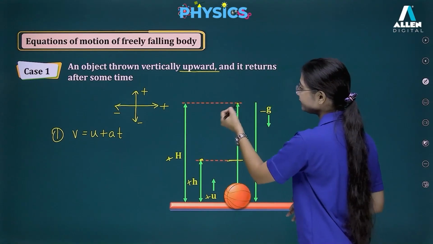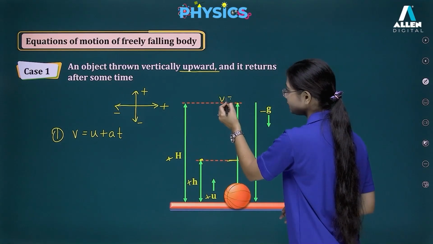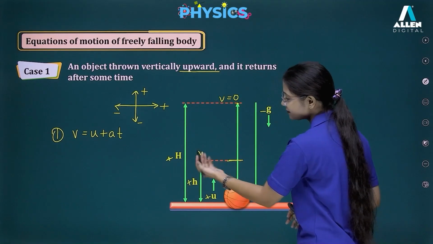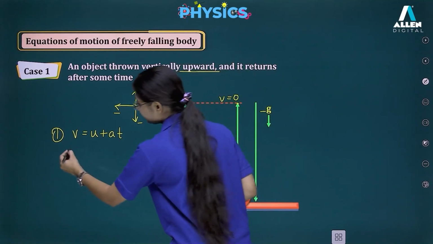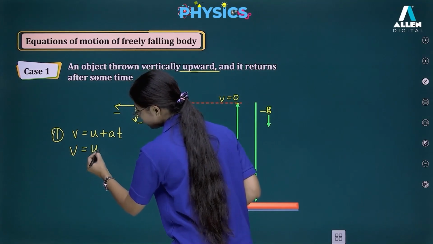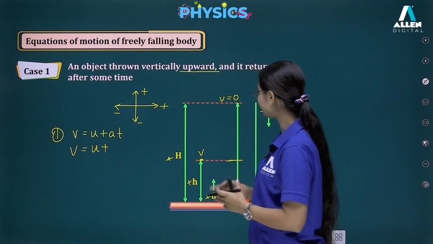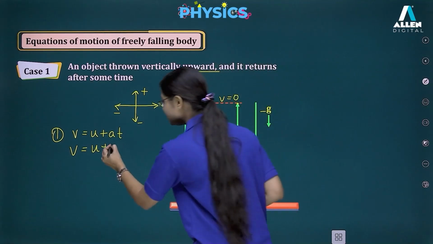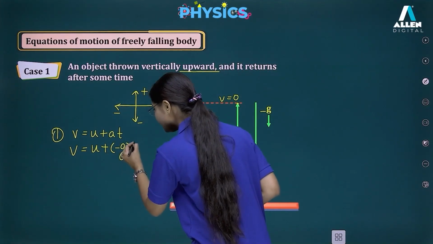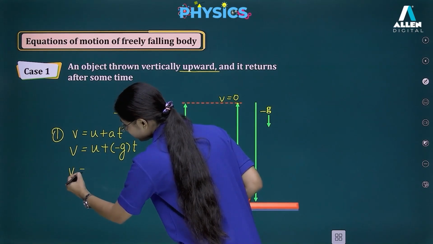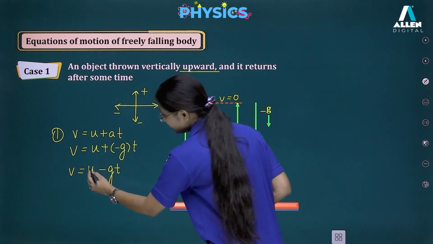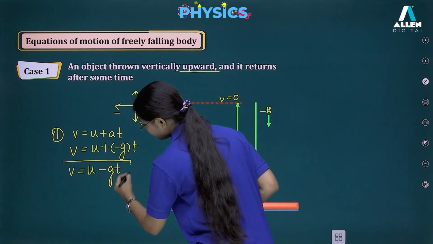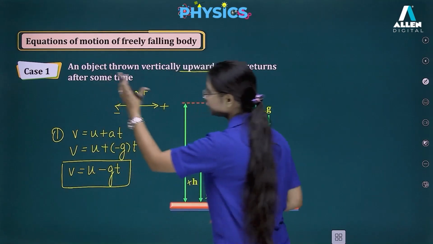At the maximum height, the final velocity will become 0, and here it will have some velocity, but it will be positive, so we will write positive V. U is positive plus acceleration is minus g, so we will write here minus g, and time is always positive, so this equation will become V is equal to U minus gt. This is the first equation in this particular case.